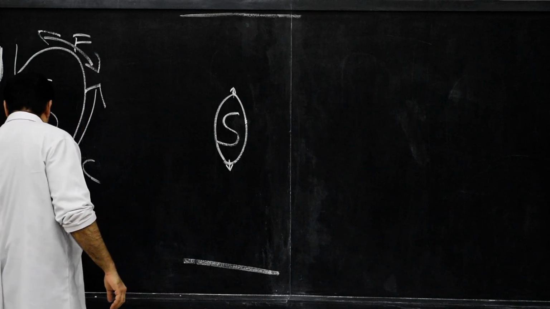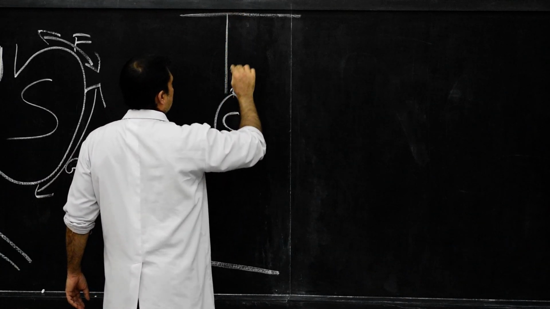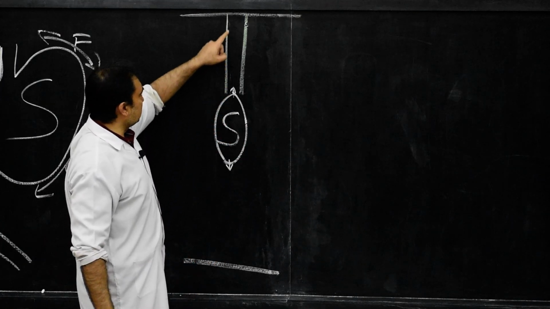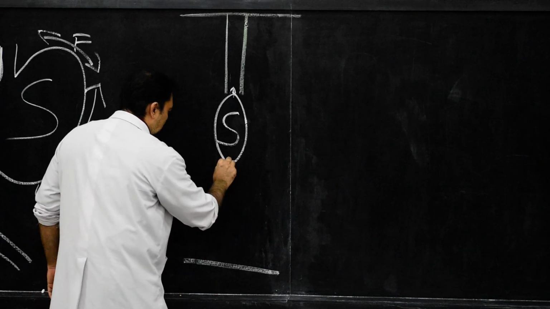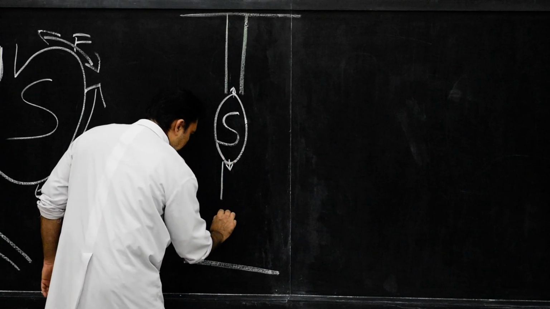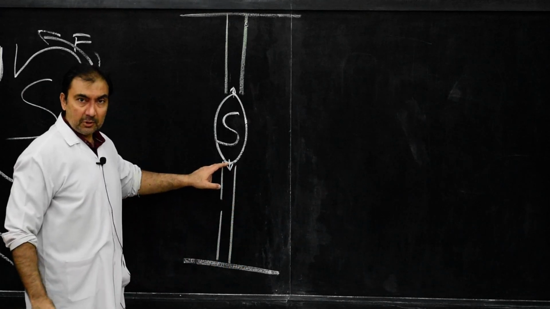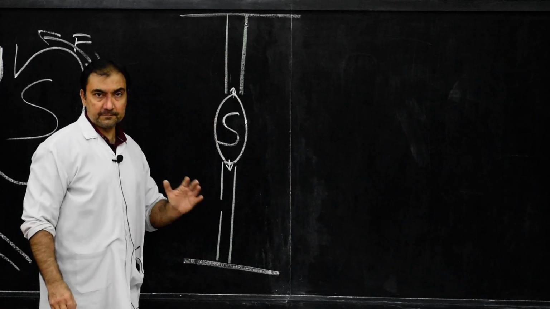So here I will show the fold of ventral mesogastrium connecting the ventral border of the stomach to the anterior abdominal wall. And I will show the fold of dorsal mesogastrium here, which will connect the dorsal border of the stomach to the posterior abdominal wall. Remember, this is a cross section. Over here is the anterior abdominal wall, and over here the posterior abdominal wall.